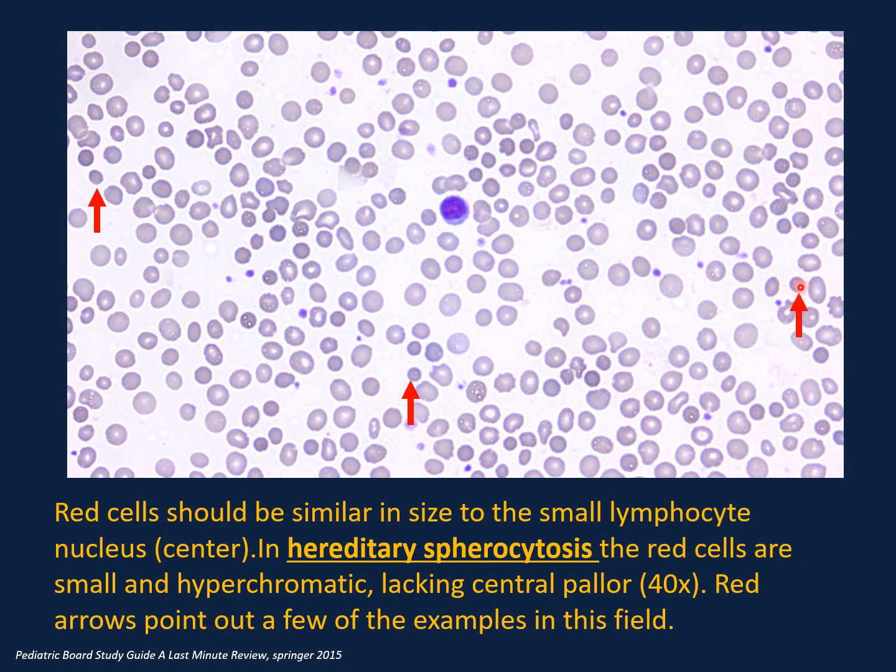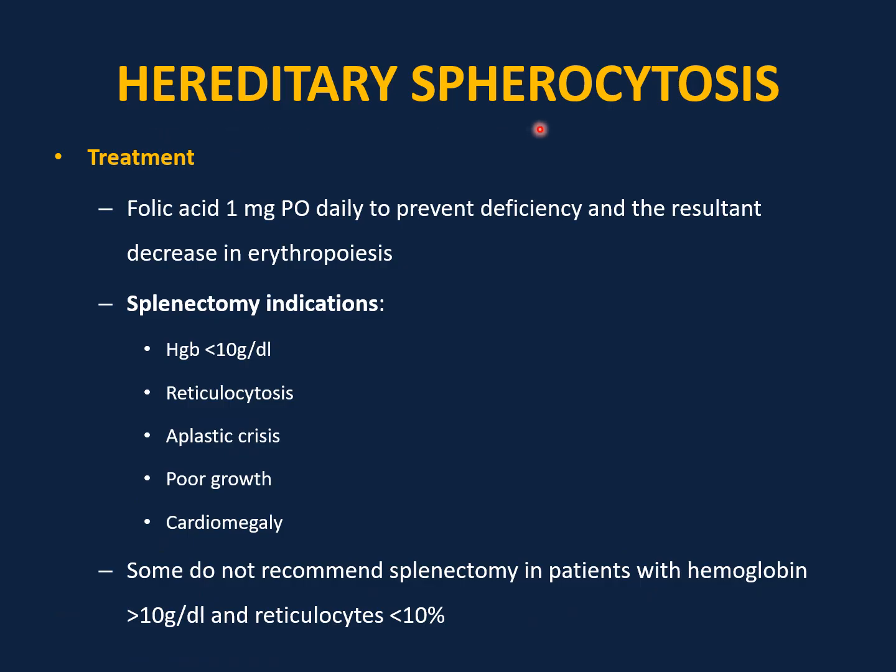This is another one. So if you keep looking, you will find small red blood cells with loss of central pallor and smaller than the mature nucleus of the lymphocyte. Treatment of hereditary spherocytosis is folic acid. Folic acid is very important to prevent folic acid deficiency, to be taken on a daily basis.